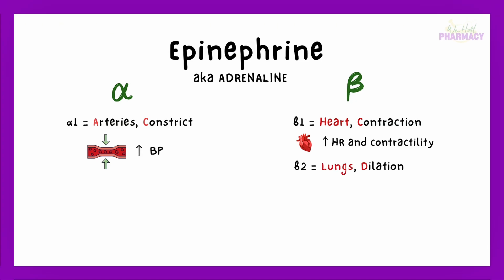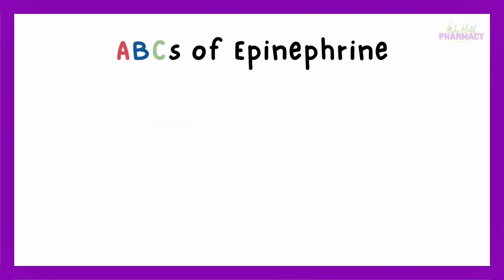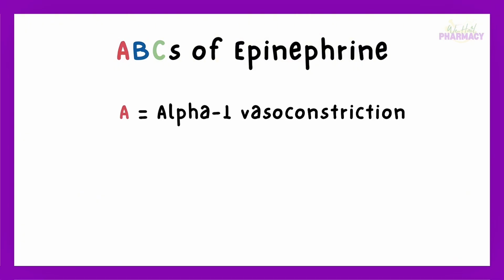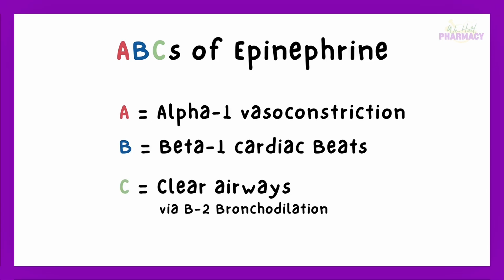Beta 2 receptor stimulation causes bronchodilation, which helps open up the airways and also causes vasodilation in skeletal muscle vessels. We also have to include that beta 2 stimulation reduces the release of inflammatory mediators from mast cells, which is especially important during allergic reactions. So we can remember these key actions using the mnemonic ABCs of epinephrine. A for alpha vasoconstriction, B for beta 1 cardiac beats, and then C for clear airways via beta 2 bronchodilation.